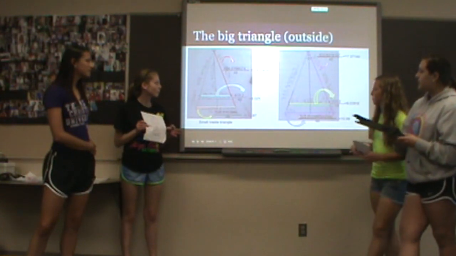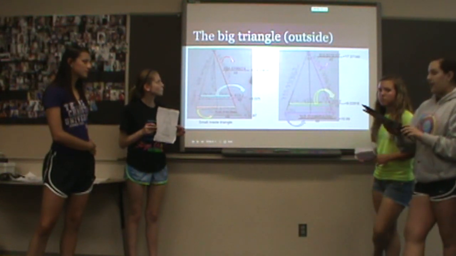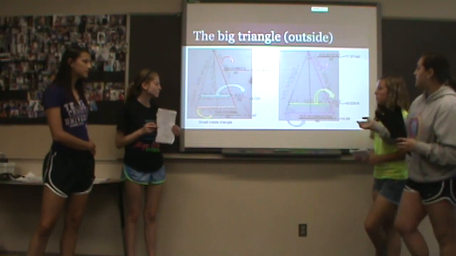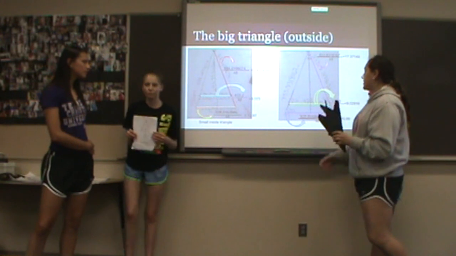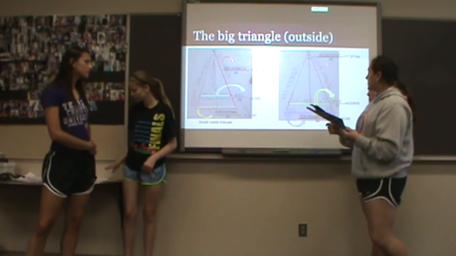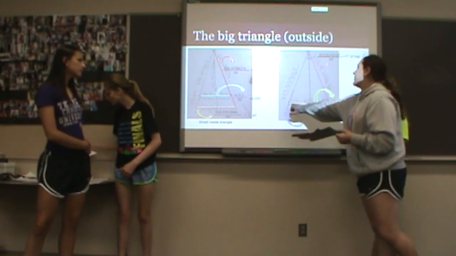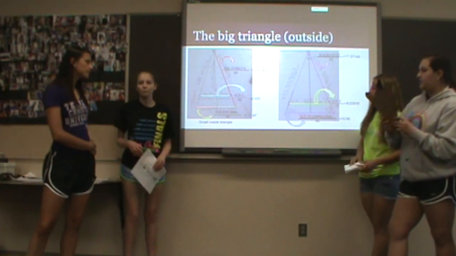Okay, next what we did for this is we measured out our scale factor, and then we used the Pythagorean theorem on both sides to figure out what our missing side lengths would be. And then we also did inverse trig to figure out our angles on this one to measure it.